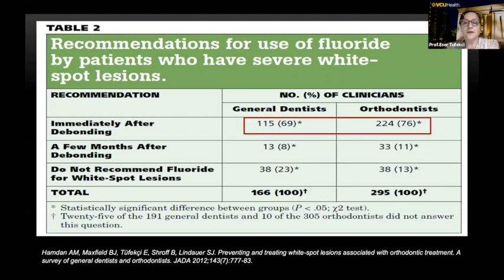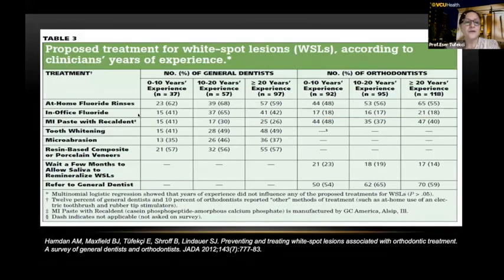About 70% of general dentists and 76% of orthodontists indicated that they are immediately prescribing fluoride for white spot lesions. Only a very small proportion of these clinicians are waiting a few months after debonding. And this is a very important point that we will discuss later in my lecture. And here is a list of various methods or materials that we can use.